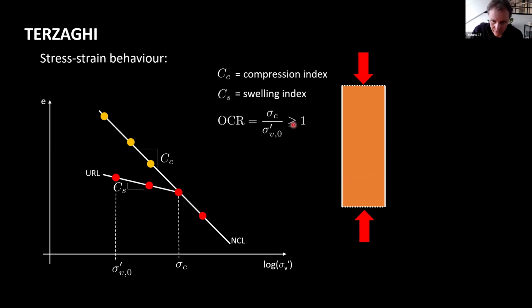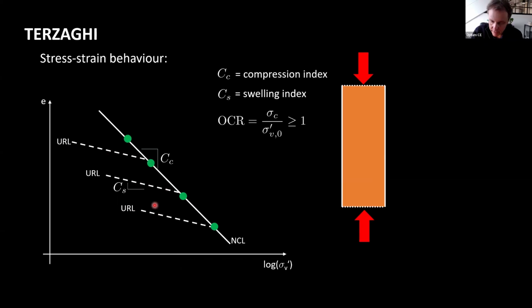So the OCR is always greater than or equal to 1. Here, in this case, starting from here, it's greater than 1. And if we always remained on the normal consolidation line, well, then it would be equal to 1. Right, so we would just move like that. There's an infinite number of unloading, reloading lines, but if we don't unload, we don't really know about them.